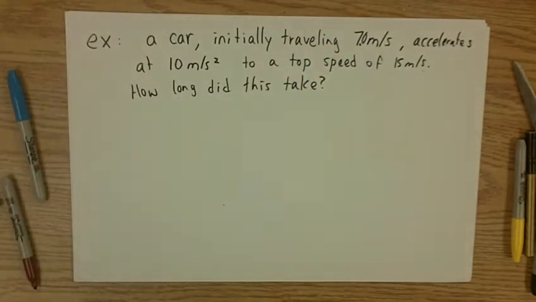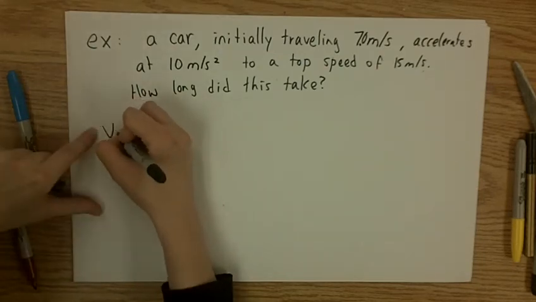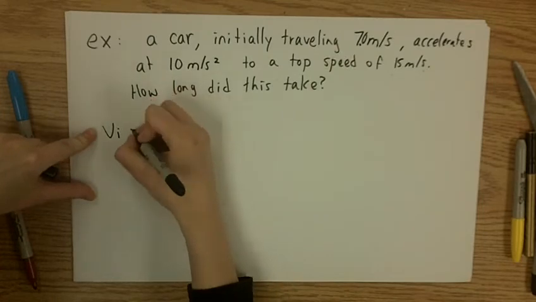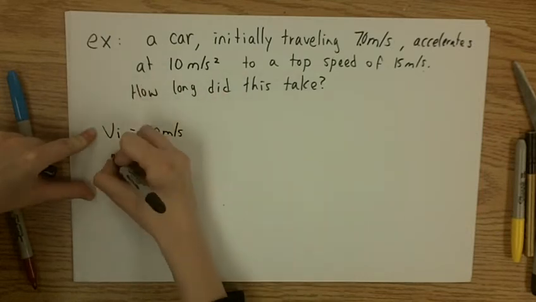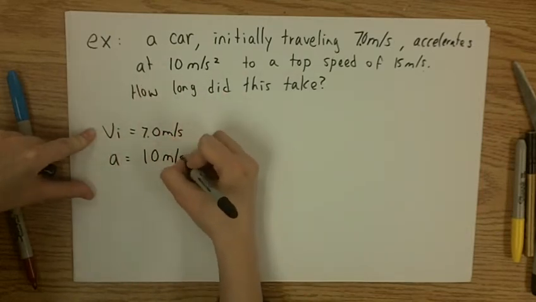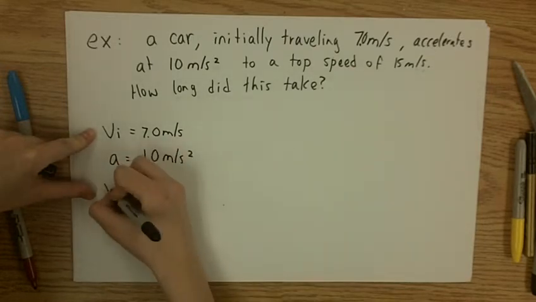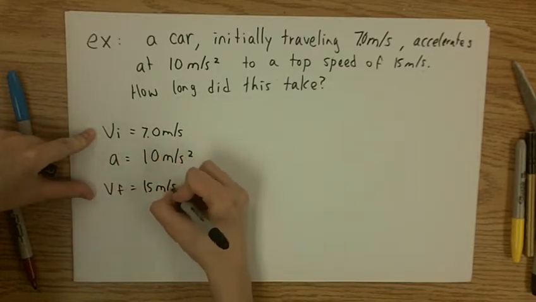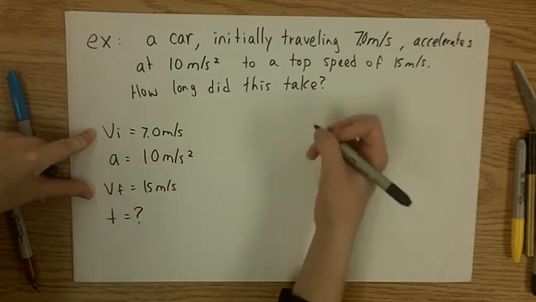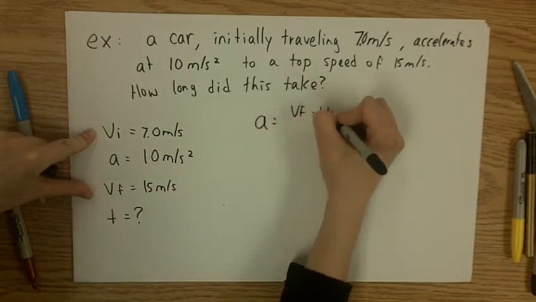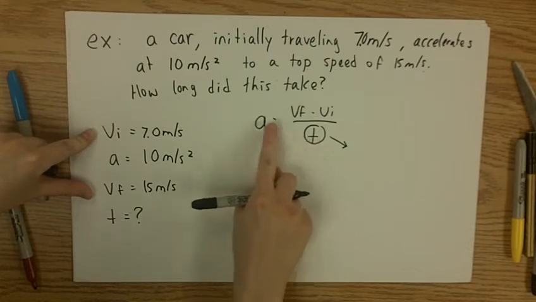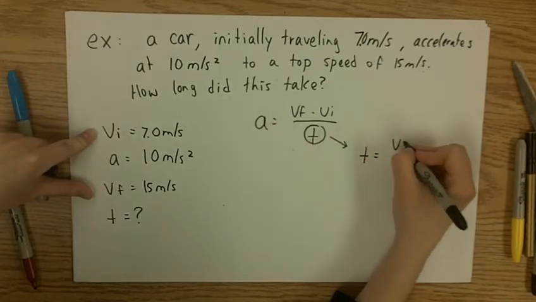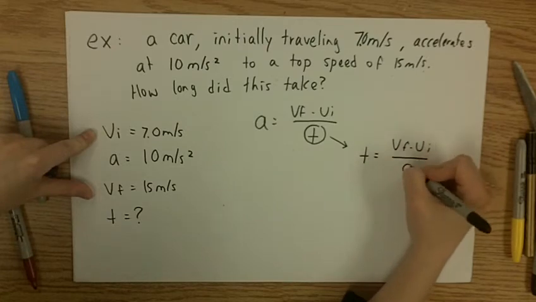So this question isn't looking for acceleration. It uses an acceleration, but it's asking for time. So we have vi, because it's initially traveling, is 7.0 meters per second. We have acceleration is 10 meters per second squared. And we have a final speed of 15 meters per second. And we're looking for time. a is vf minus vi over t, and we're looking for a rearrangement for t. To solve for t, we switch a and t, so t equals vf minus vi over a.